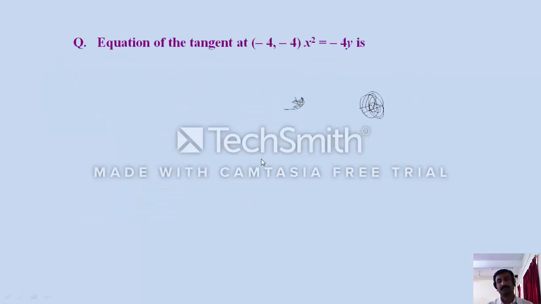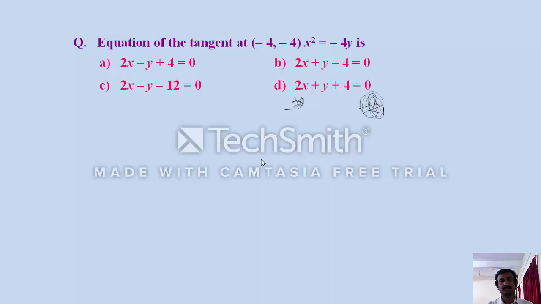Next question. The equation of the tangent at the point minus 4 for the curve x square equal to minus 4y is asked, and one of the options they have given here, and the answer for this is 2x minus y plus 4 equal to 0. See in detail how we got this one.